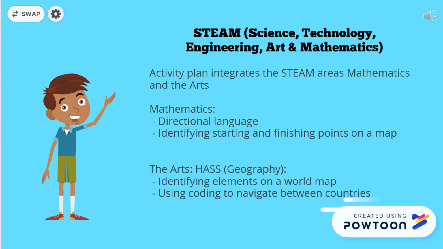STEAM is important to integrate into all units of work. It is integrated into this unit of work through mathematics and the arts. More specifically, elements of this unit plan connect to the content descriptors from other subject areas. It connects to mathematics through the use of directional language, as well as being able to find the starting and finishing positions on a map. The arts are developed through the HASS curriculum strand and uses geography elements of students having to identify where places are on the world map and navigate there.